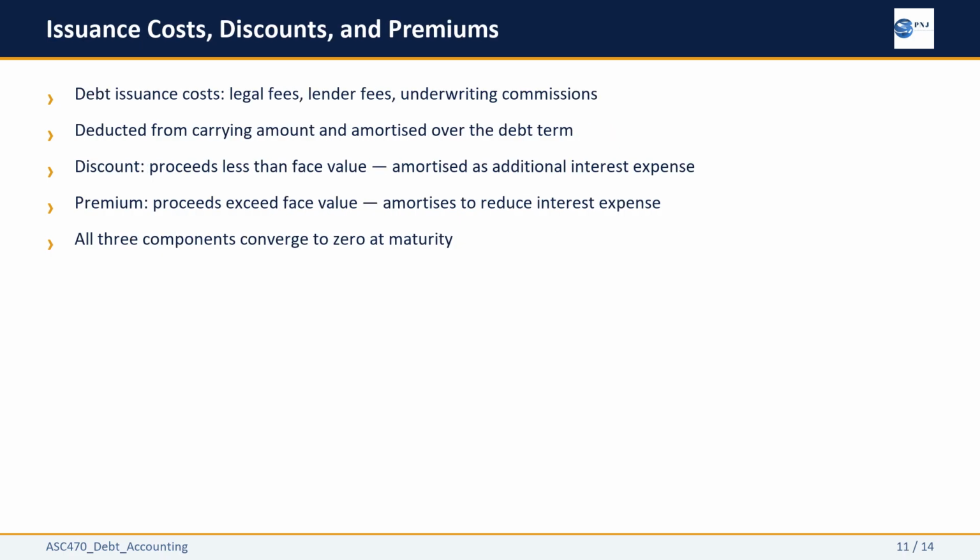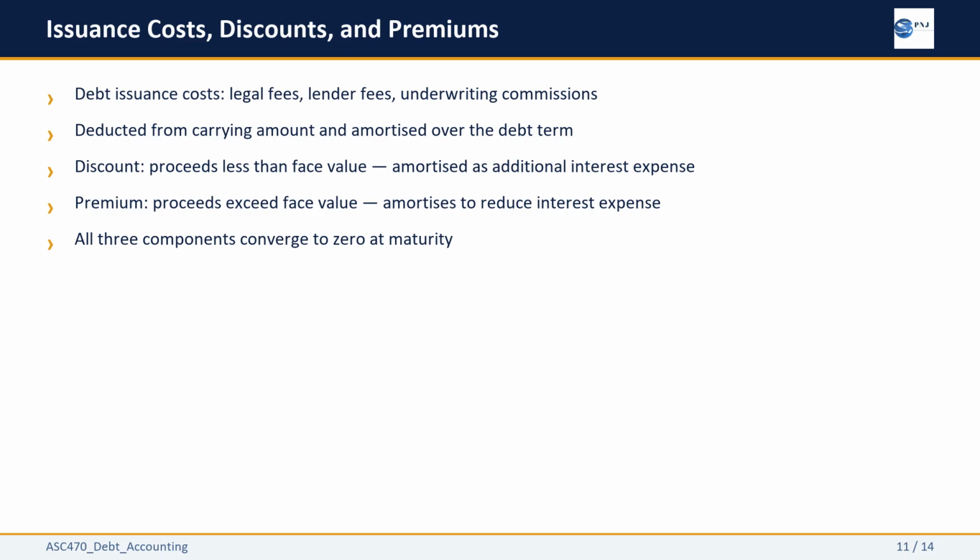Watch out for this one. Debt issuance costs used to be presented as a deferred asset on the balance sheet. That changed. They are now deducted from the carrying amount of the debt, just like a discount. So when a company borrows $1 million but pays $15,000 in bank fees and legal costs, the debt is initially carried at $985,000, not $1 million.